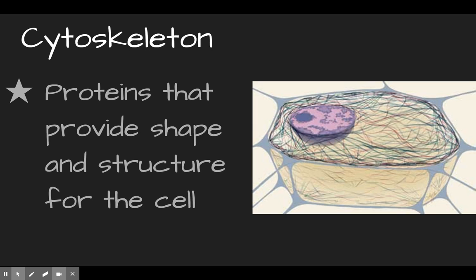So here we have the cytoskeleton. It is something that provides shape and structure for the cell. So they are proteins, right? We talked about proteins when we talked about macromolecules. Proteins is one of the 4 types of macromolecules, and they provide shape and structure for the cell. So remember that, relate it to just like us as humans, right? Our skeleton is what provides the shape and structure for our bodies. The same is true for the cytoskeleton. That's what provides the shape and structure for the cell.